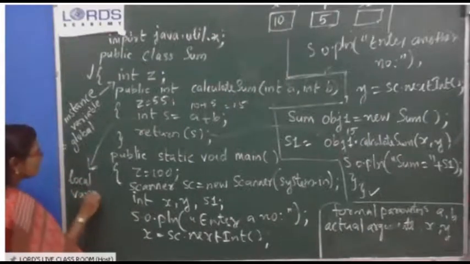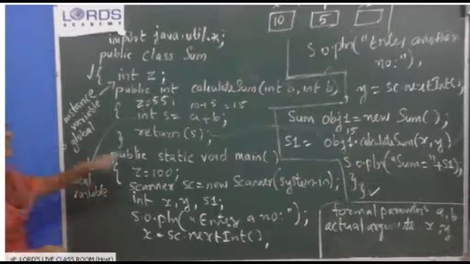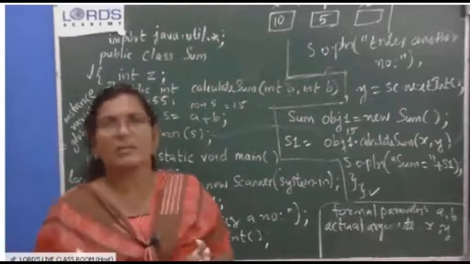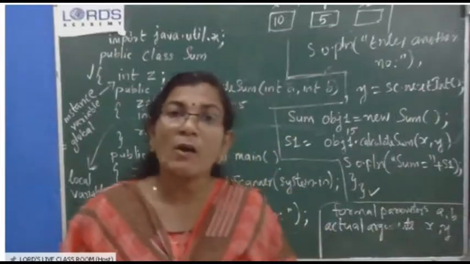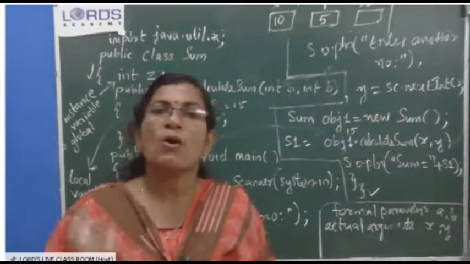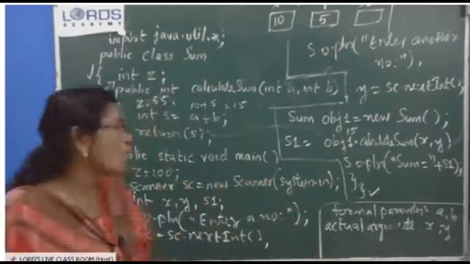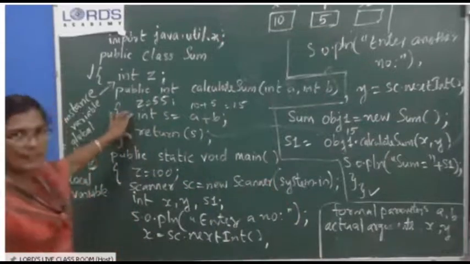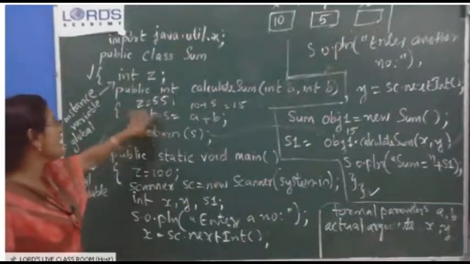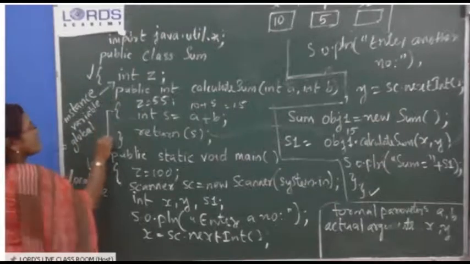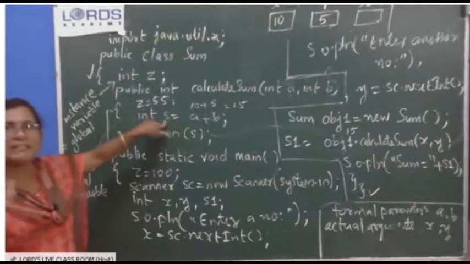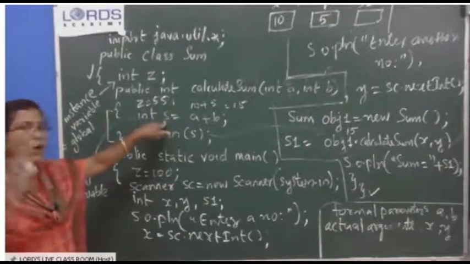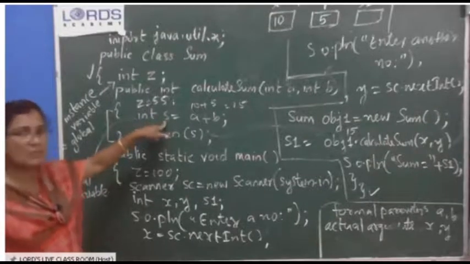Local variable. A variable declared within a block or a function is known as a local variable, local to that function or local to that block. Its scope is limited to this particular function only. S is available only within these two braces. The block in which a variable is declared, its scope is limited to that particular block only.